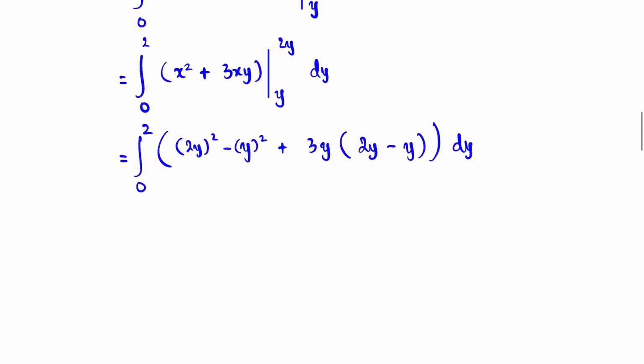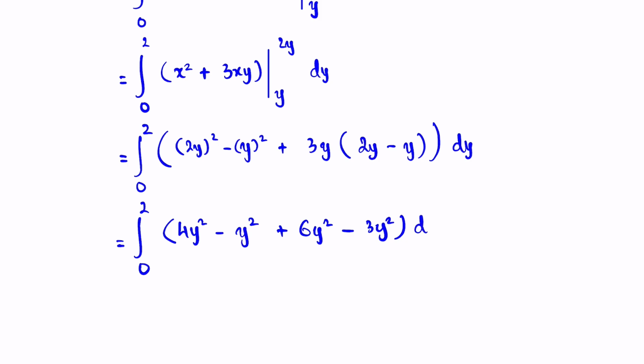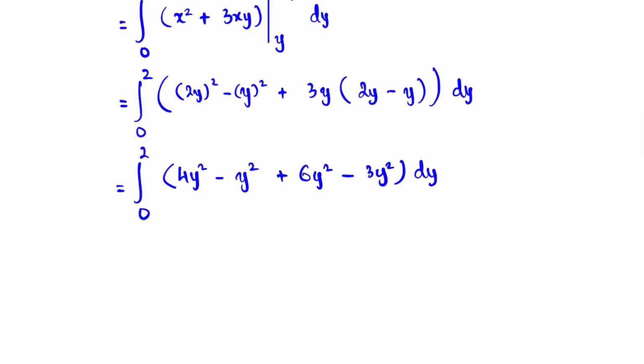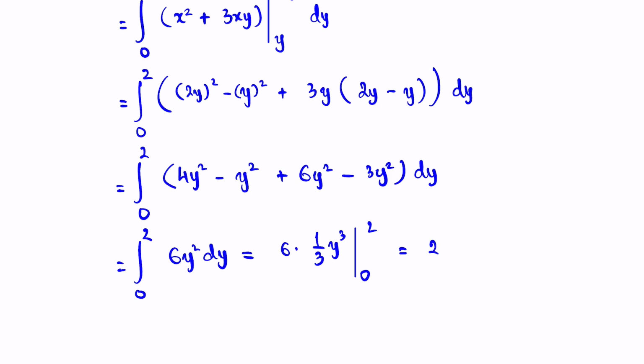If we simplify this, we get the integral from 0 to 2 of 4y squared minus y squared plus 6y squared minus 3y squared. And if we simplify the integrand further, we get 6y squared. So now the integral becomes the integral from 0 to 2 of 6y squared dy. Taking the antiderivative of 6y squared, you get 6 times 1/3 y cubed, evaluated at 0 and 2. Well, you have 2 times 2 cubed minus 0 cubed, or 16 for that matter.